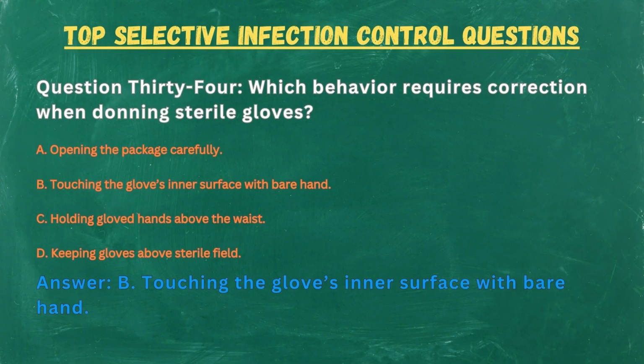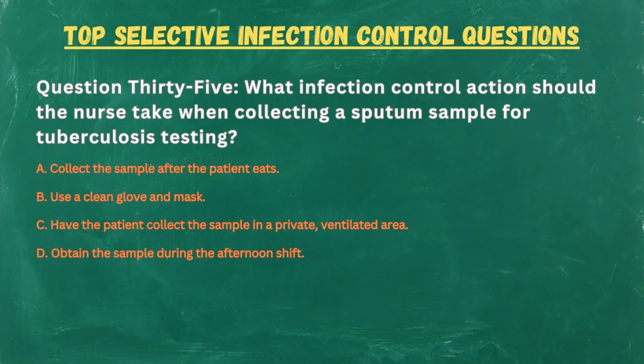Answer: B. Touching the glove's inner surface with bare hand. Question 35. What infection control action should the nurse take when collecting a sputum sample for tuberculosis testing? A. Collect the sample after the patient eats. B. Use a clean glove and mask. C. Have the patient collect the sample in a private, ventilated area. D. Obtain the sample during the afternoon shift.